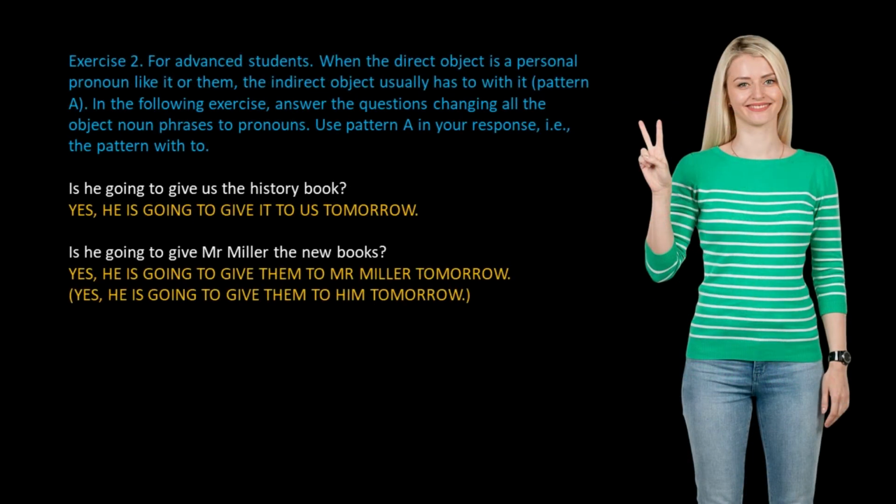Exercise 2. For advanced students. When the direct object is a personal pronoun like it or them, the indirect object usually has to with it, pattern A. In the following exercise, answer the questions changing all the object noun phrases to pronouns. Use pattern A in your response, which is the pattern with to.